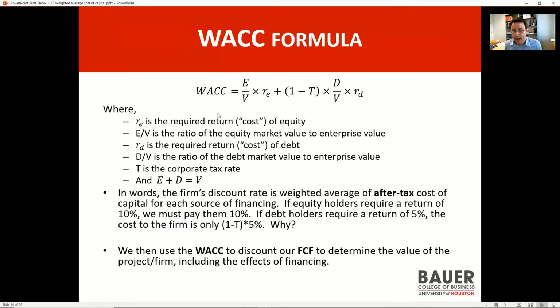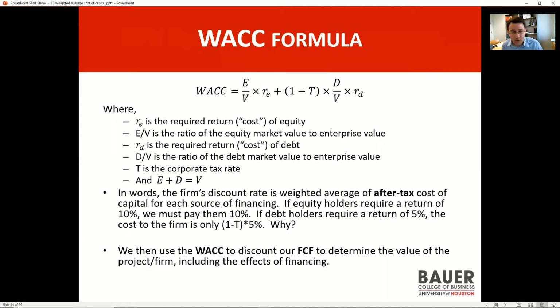When we have the WACC, what do we do with it? This is all kind of nice. We've talked about this discount rate. We've talked about paying back our equity holders and our investors. What's the punchline once we get to this point? All we need to do is discount free cash flows by the WACC. That's going to give us the total value of the project or the firm.